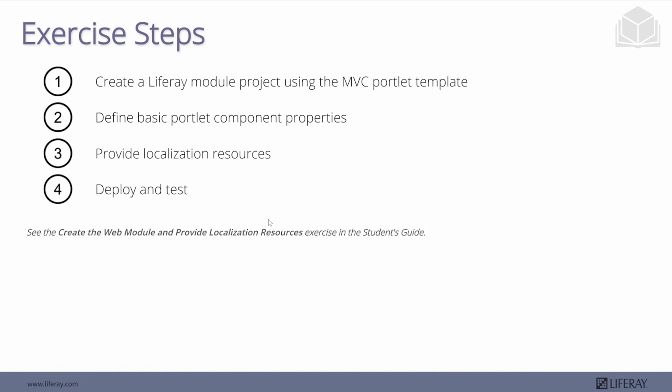So the steps that we're going to be taking, we will first create the module project using the MVC portlet template. We'll then modify the component annotation, adding any properties that are needed. We'll then provide the language.properties files or localization resources, deploy it to see something and test it out. So let's go ahead and we'll take a look at what it takes to make all of this happen.